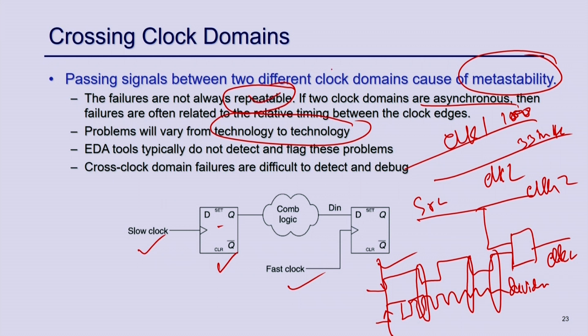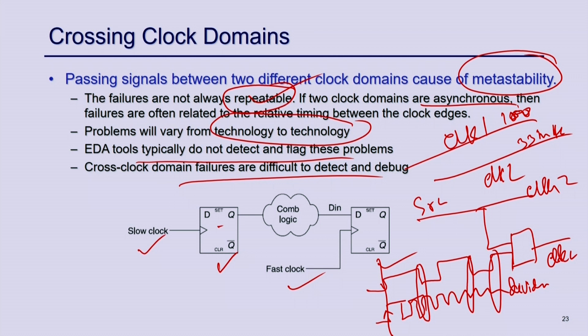So, that means they are not repeatable; in some scenarios it may occur, in some it may not, right. And the biggest problem is that EDA tools typically do not detect this kind of problem. Clock domain crossing problems are very difficult to detect and debug, because the metastability caused by clock domain crossing is usually not flagged by the synthesis tool, and even the simulation tool does not give you any hint.